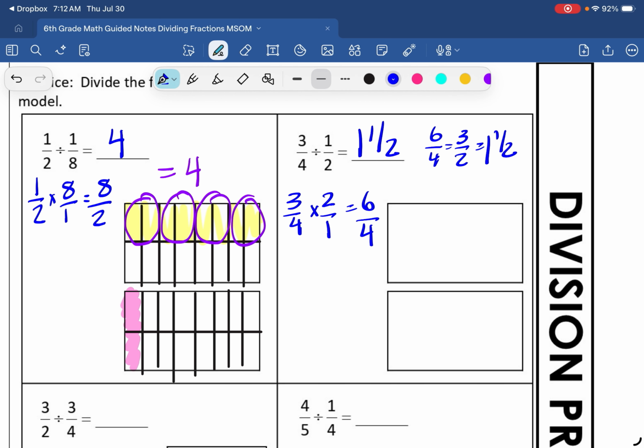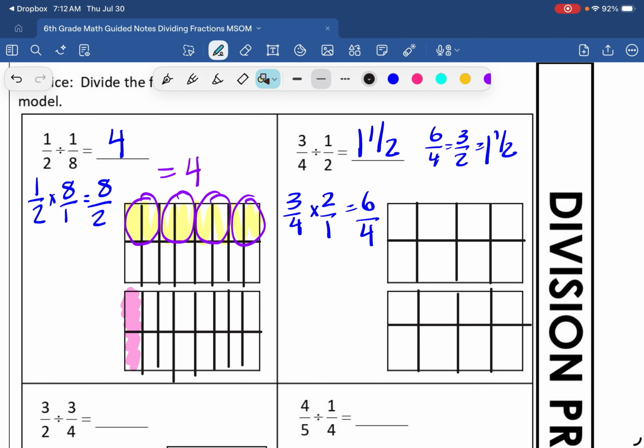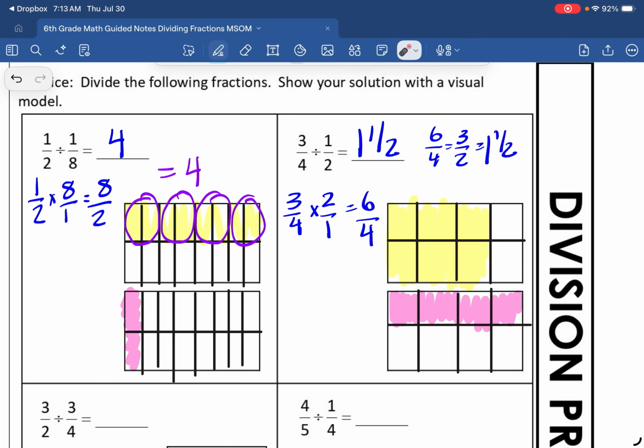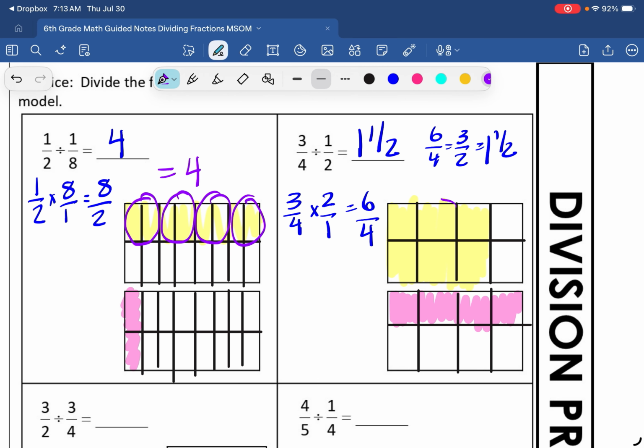I need to divide it up into fourths and into halves. So we'll do fourths one direction and halves going the other way. Now I will shade 3/4 on my first model and 1/2 on my second model. I see there are 4 rectangles here, so I need to circle groups of 4 on my top model. So here's one group of 4, here's another group of 4, but on that second group of 4, that's only a half circled. So I got 1 1/2, which checks out with my algorithm.